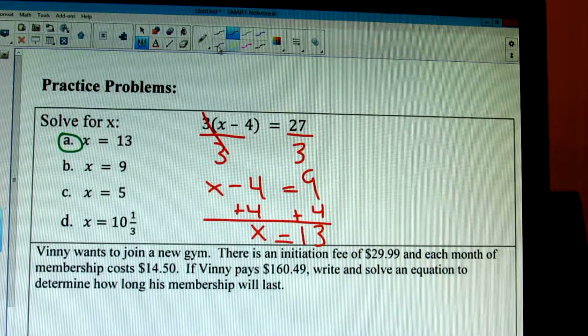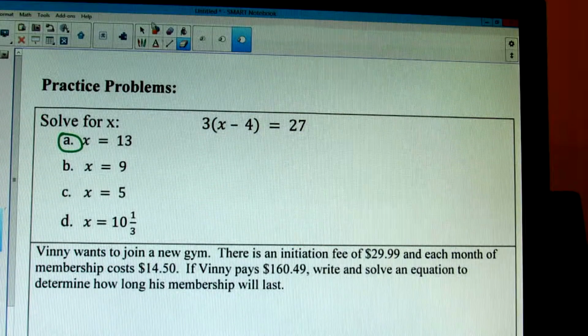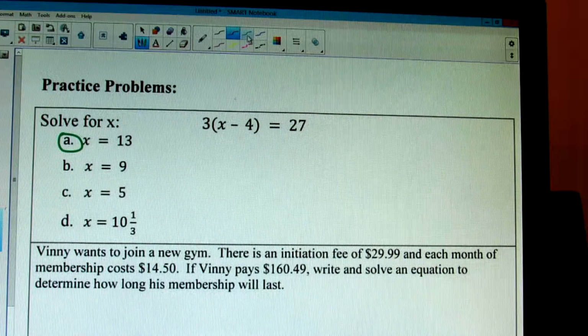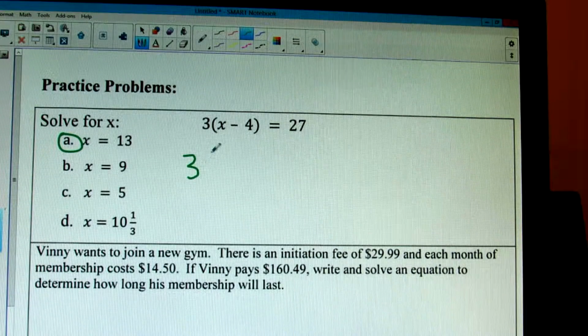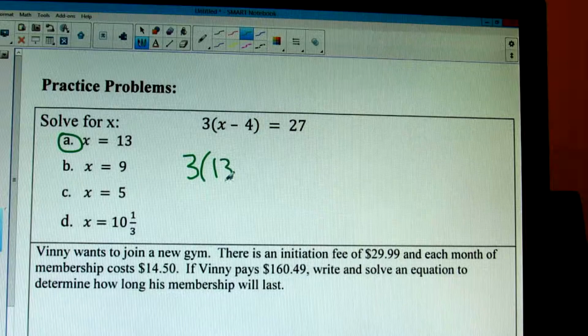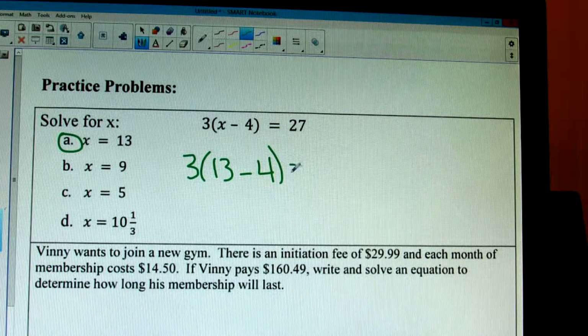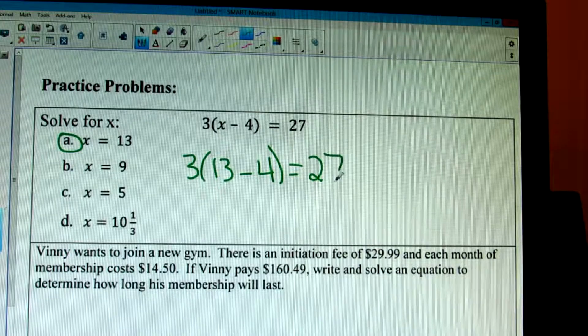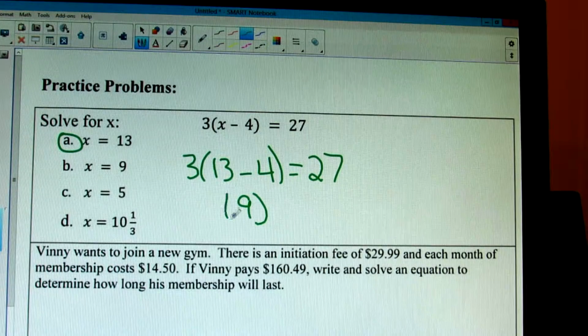Okay? A third way to do it, again, using multiple choice strategies. If I have multiple choices to work with, what I can do is start with the first answer and see if it works. I'm going to plug in, instead of x, I'm going to plug in 13 and see what I get. If I get 27, then I know it's the right answer. 13 minus 4, well, that's 9. 9 times 3.